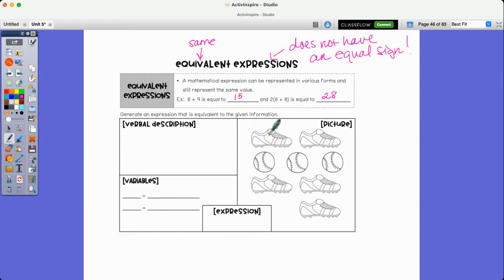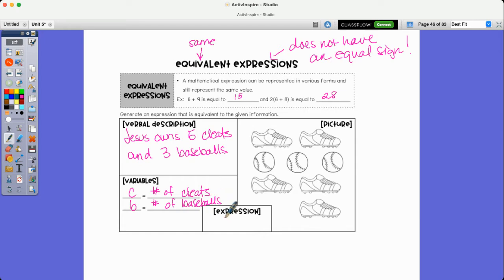So we're going to look at this picture. And I see 1, 2, 3, 4, 5 cleats, not 5 pair, but just 5 cleats, and 3 baseballs. So I could write a verbal description of, I don't know, Jesus owns 5 cleats and 3 baseballs. And then I can put C equals the number of cleats and B equals the number of baseballs.